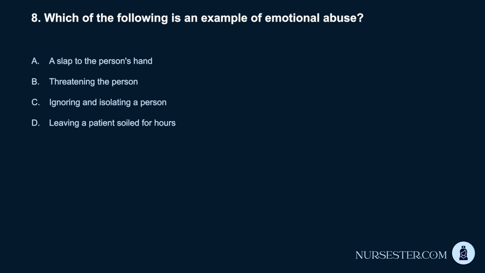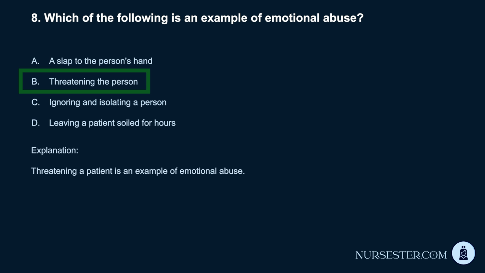8. Which of the following is an example of emotional abuse? A. A slap to the person's hand. B. Threatening the person. C. Ignoring and isolating a person. D. Leaving a patient soiled for hours. Correct answer: B. Threatening the person. Threatening a patient is an example of emotional abuse.